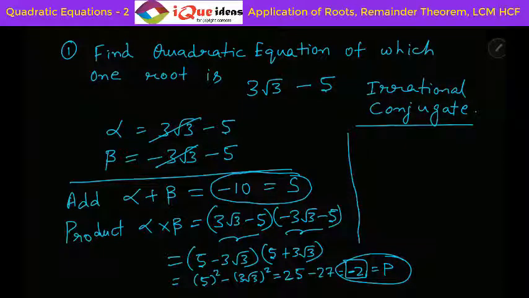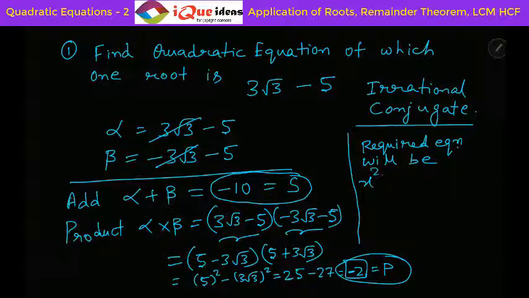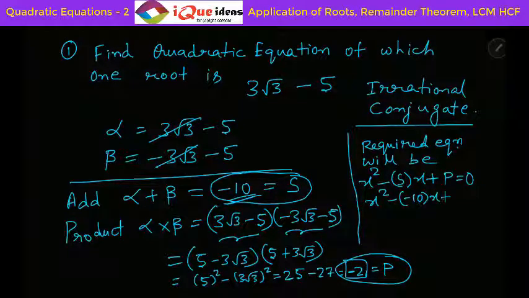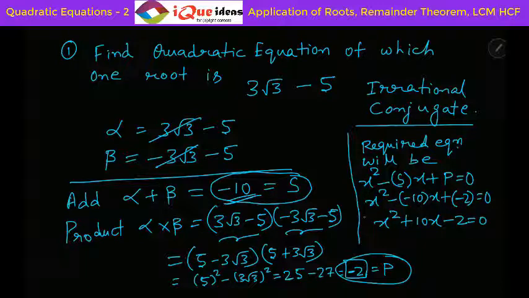So that means our required equation will be x square minus sum of roots into x plus product of roots, that is equal to 0. So here it is x square minus, in place of sum we will put minus 10, into x, plus in place of product we will put minus 2, that is equal to 0. So our answer will be x square plus 10x minus 2 is equal to 0. So this was one good question.